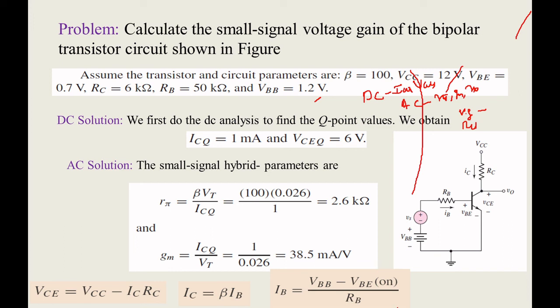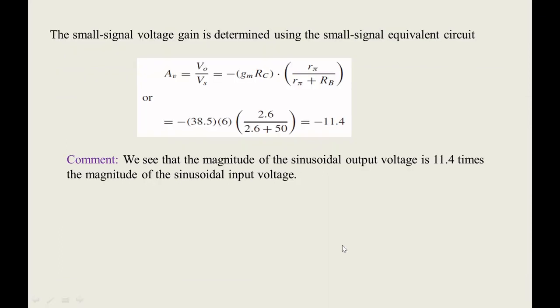If you plug in here, you will get your DC parameters, that is 1 milliamp and 6 volts. You can try. Okay, so take the calculator and try. The R pi is beta VT divided by ICQ, that's what you studied. Beta is 100 and VT is the thermal voltage 0.026, divided by 1 milliamp, so you will get 2.6 kilo ohms. Similarly for gm, just plug in the values, you will get 38.5.